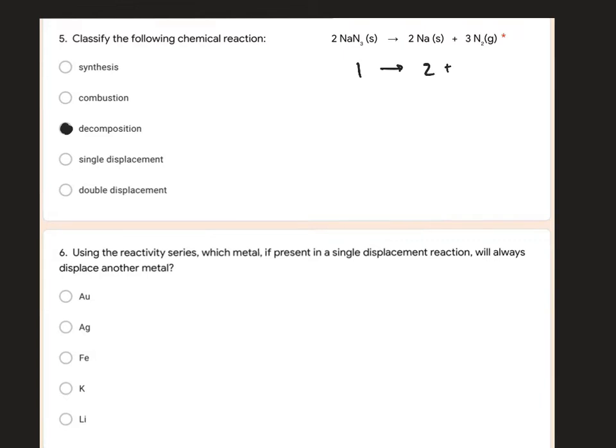Number 6, using the reactivity series, which metal, if present in a single displacement reaction, will always displace another metal? So this is looking at that activity series that I handed to you in class. You should have it. It should be on a purple sheet also with the solubility rules. It's a list of metals, on the top of which is lithium, and I can't remember exactly what's on the bottom. It's either like gold or platinum or something like that.